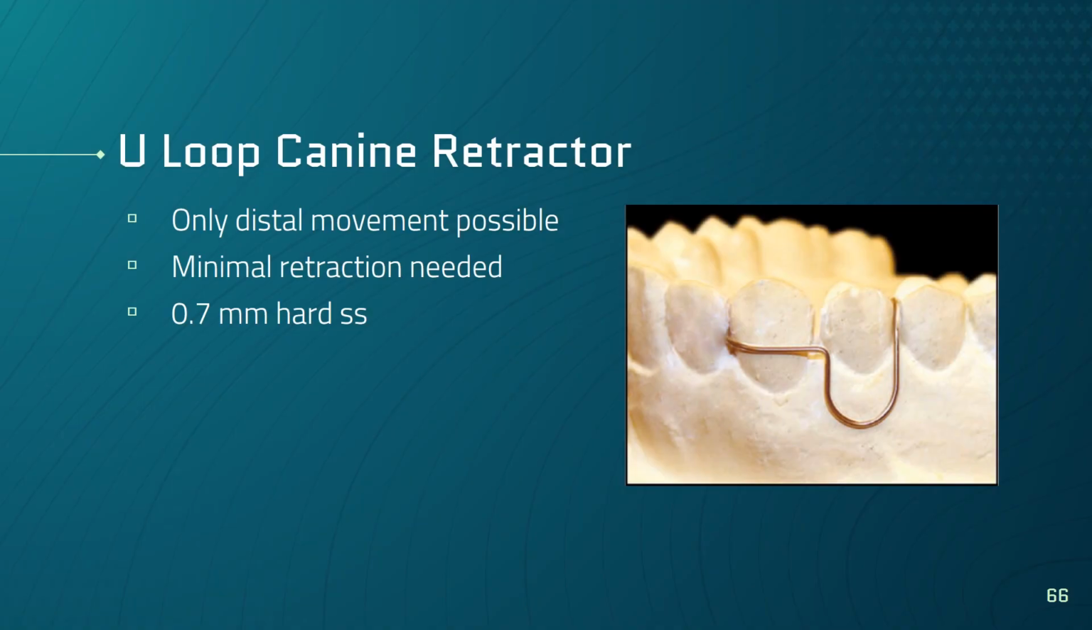Now the U-loop canine retractor. For the U-loop canine retractor, only distal movement is possible, and the movement has to be minimal. It's made from 0.7 millimeter hard stainless steel wire.